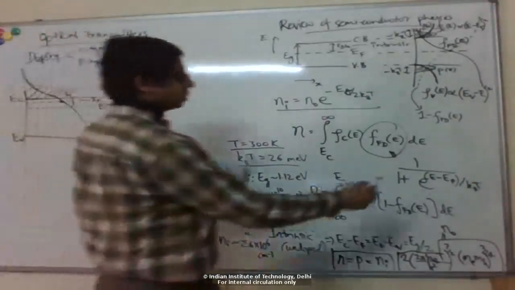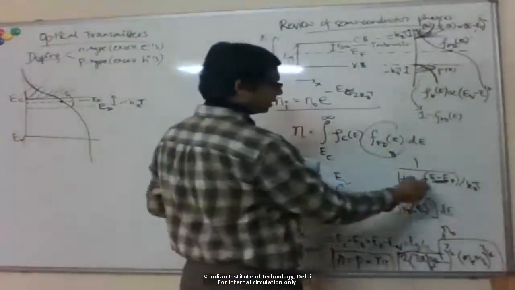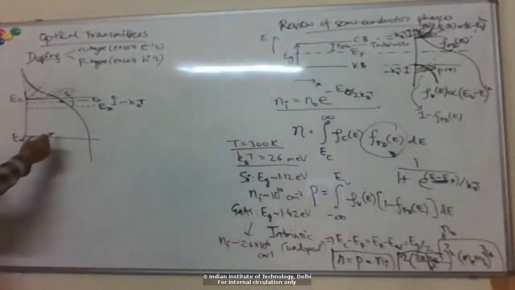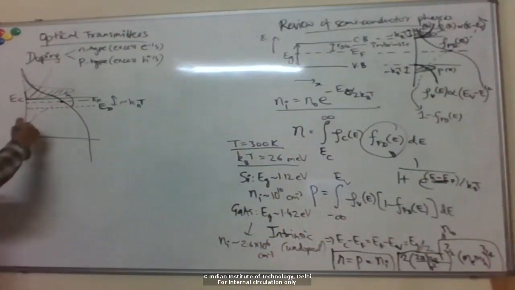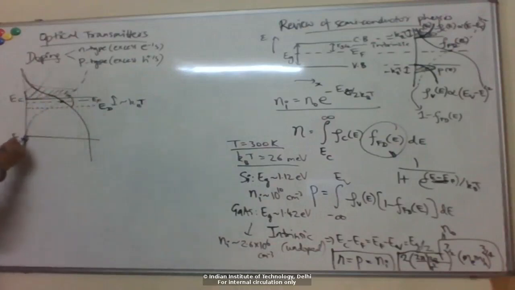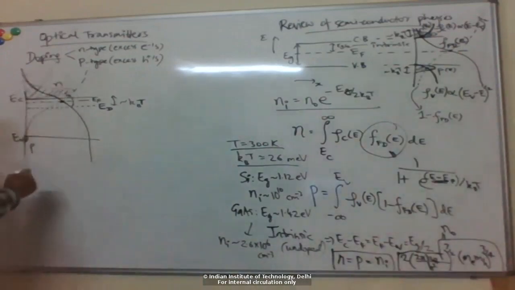Because this factor now is much smaller, EF goes much closer to EC, and since this is the exponent, this becomes much larger. Correspondingly, when we do 1 minus this, you can see that there is hardly any probability of holes occupying here. So there is a very, very small or negligible number of holes. Okay, so this is n-type doping.